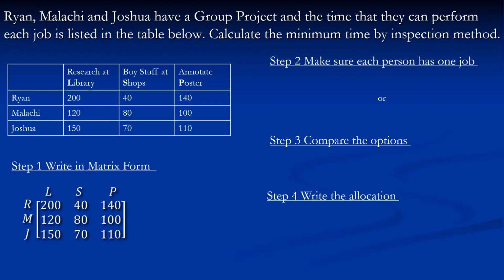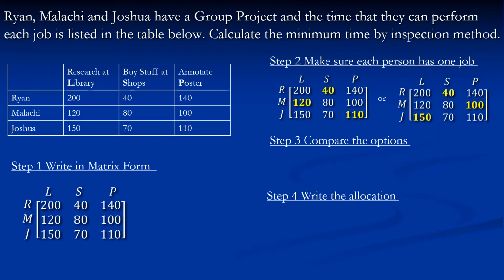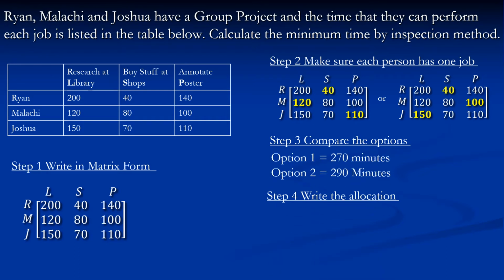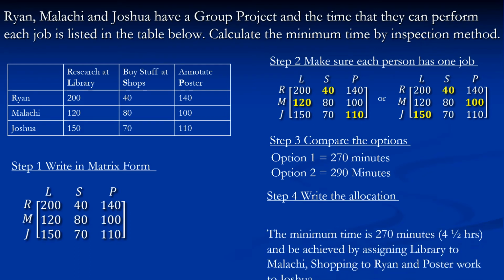So what we're going to do is just put this in matrix form, and then we're going to allocate each person a job. Now we've got two real options here. We can see that just looking down that I've highlighted there in yellow, the quickest possible times, just making sure each person has one job. It's pretty definite that Ryan's going shopping. Now we're going to just compare the options. Well, the first option will take 270 minutes and the second option will take 290 minutes.